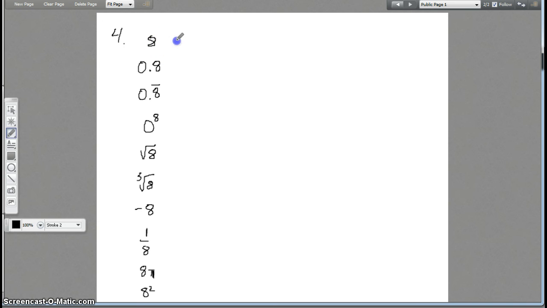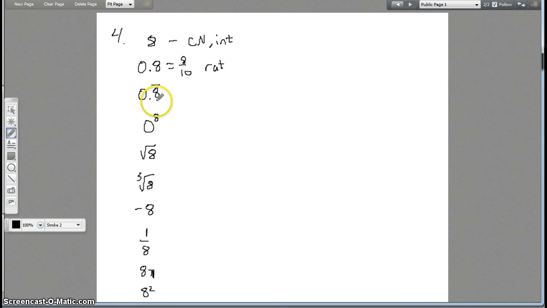8 is a counting number, so I'm going to call it a CN. 8 is also an integer, so I'm going to call that an INT because I already used capital I for irrational. I don't want to use capital I to mean integer. 0.8. 0.8 can be written as 8/10. Since it can be written as 8/10, that means that it is a rational number. So I'm just going to write rat.